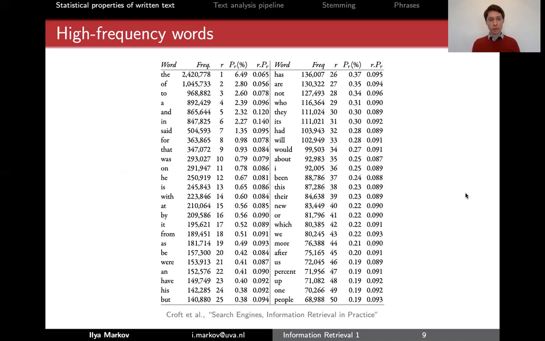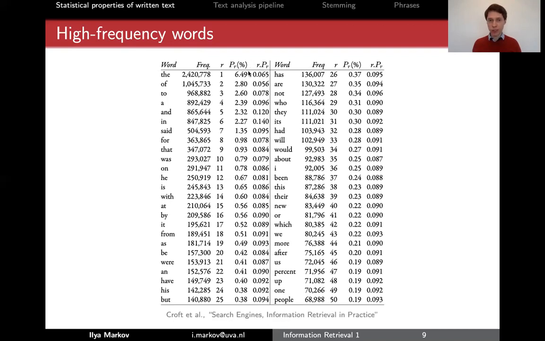Now, some examples. Here we have top frequent words in English. So these are the words. The most frequent word according to this particular study is "the", then "of", and so on. And this is the 50th most probable word, which is "people". The second column is frequency. The third column is certainly rank. Then the probability, which is a normalized frequency.